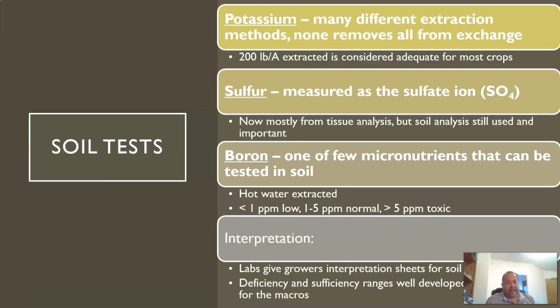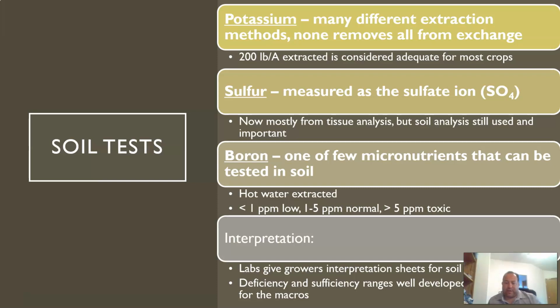Then there's also potassium testing, sulfur testing, boron testing. And you can kind of see the differences there. For potassium, our number is more like 208 pounds per acre. It's considered adequate for most crops.